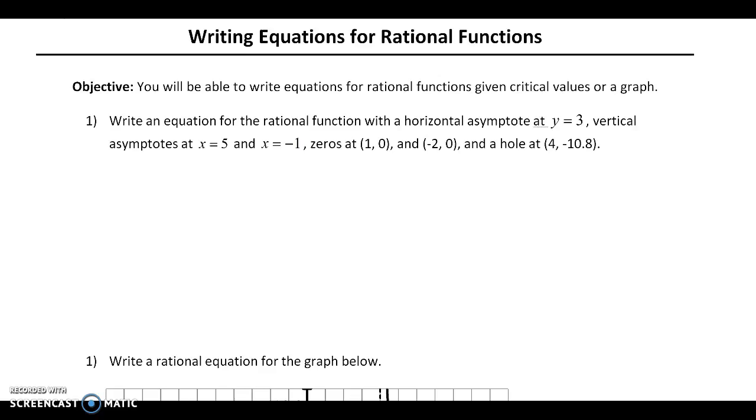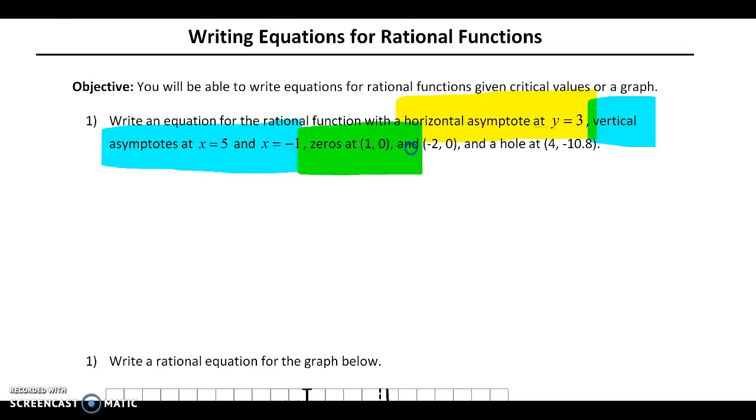When you're approaching one of these problems, there's a lot of information. So I think the best thing you can do is take a look at one thing at a time. So I'm going to look at the horizontal asymptote and see how that affects the equation. Then I'll look at vertical asymptotes. Then I'll think about zeros. And then I'll think about the hole. Maybe not in that order, but I'm going to think about each part separately.